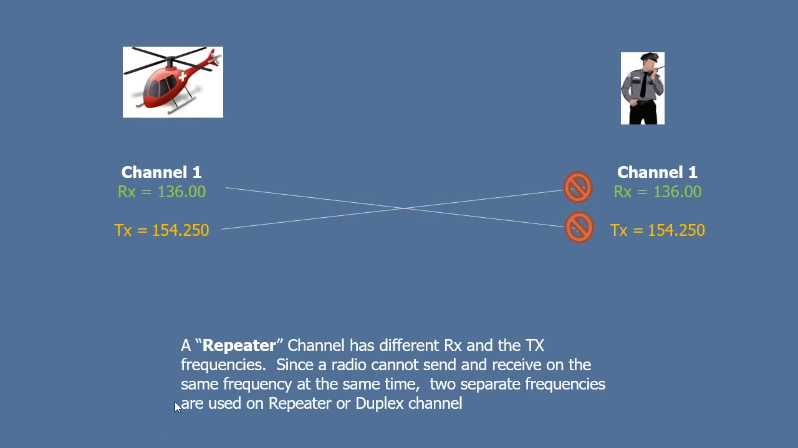Okay. A duplex channel is also known as a repeater channel. In a repeater channel, the receive and the transmit frequencies are different. I'm going to transmit on one frequency, in this case 154.250, and I'm going to be receiving on 136.0. Now, obviously, I can't transmit on a frequency and receive on a different frequency. That's not going to work. So how does this get rectified? This gets rectified via the repeater.